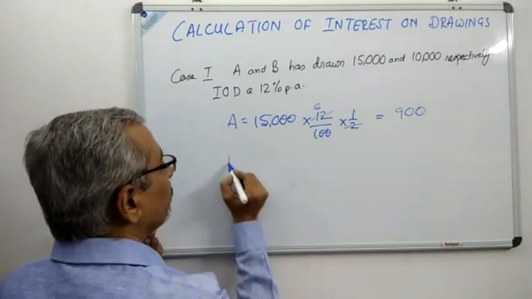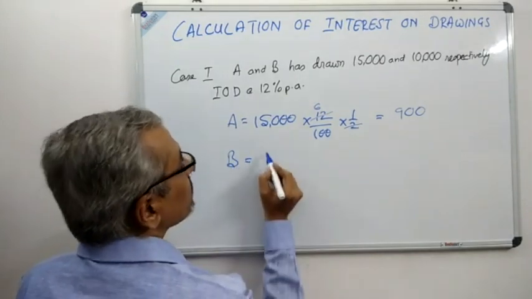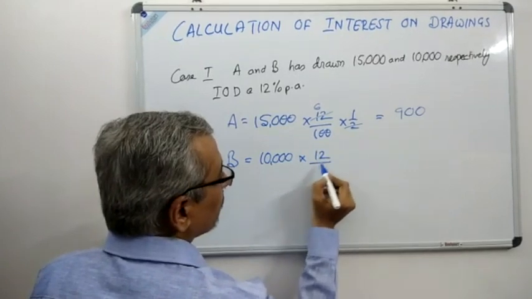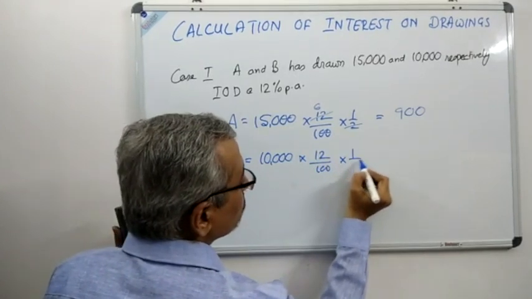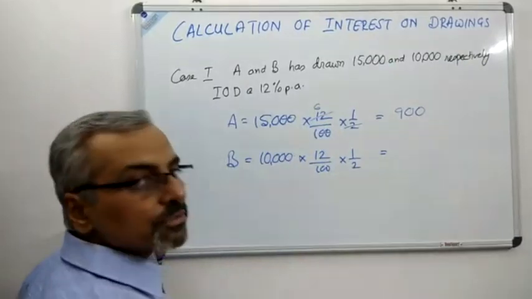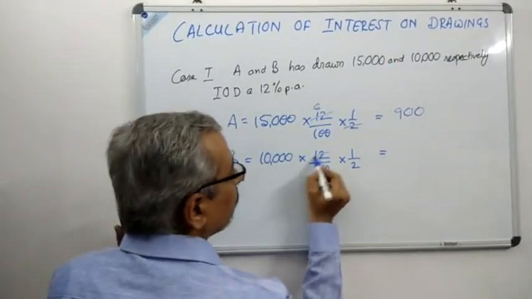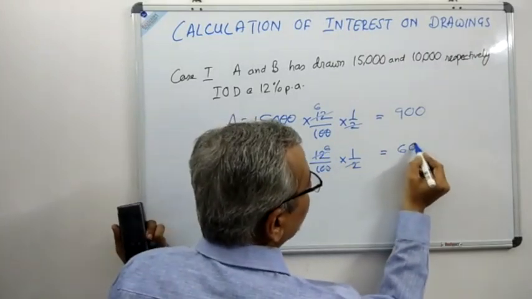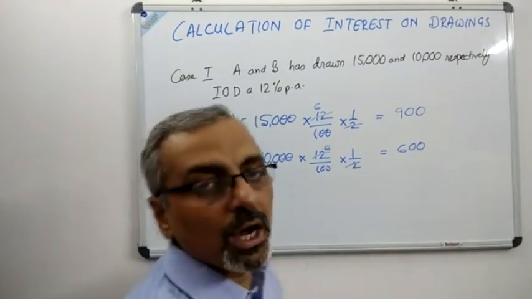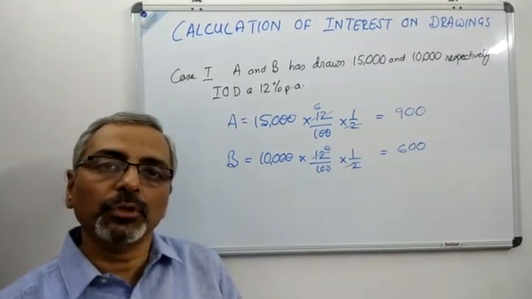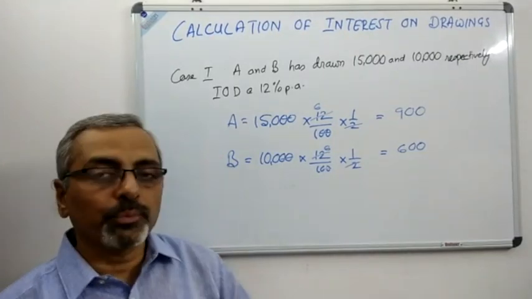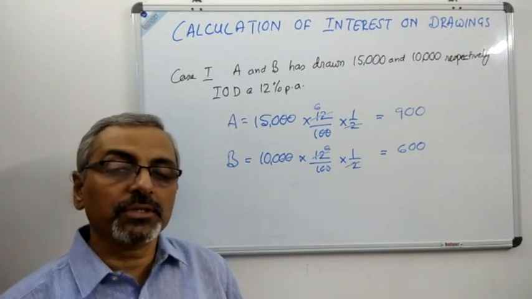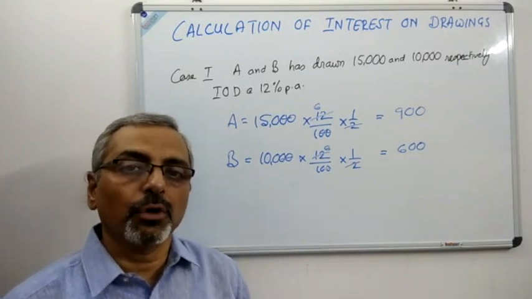Now let us move on to B. You can see B has drawn 10,000, similar percentage, that also for half year because the time is not mentioned. And if we go with the calculations, we can see very carefully that the interest on drawing is coming to 600. Therefore, after this calculation, we can come to the conclusion that A needs to pay 900 to the firm as an interest on drawing, and B needs to pay 600 to the firm as an interest on drawing.